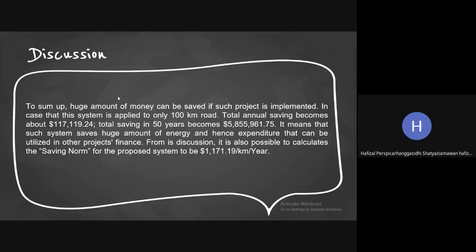From this discussion, it is also possible to calculate the saving norm for the proposed system to be $1,171.19 per kilometer per year. Please next.